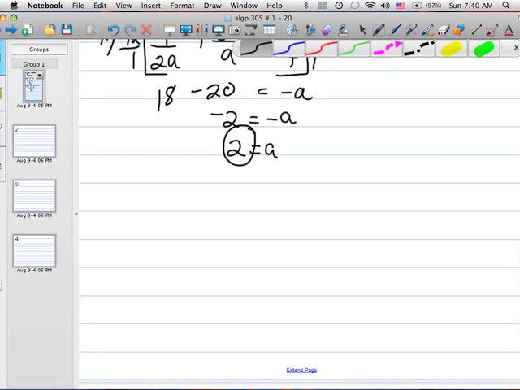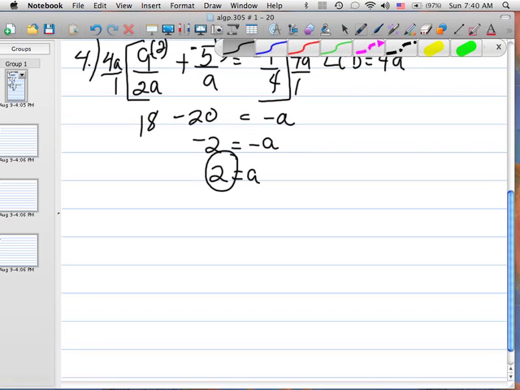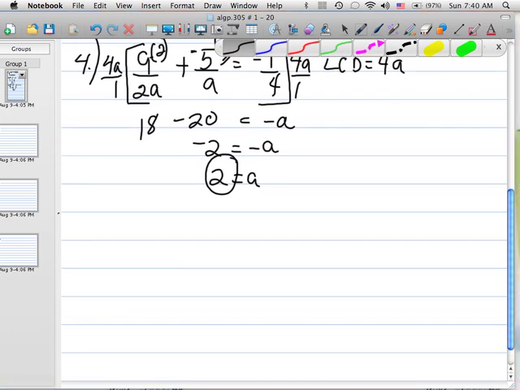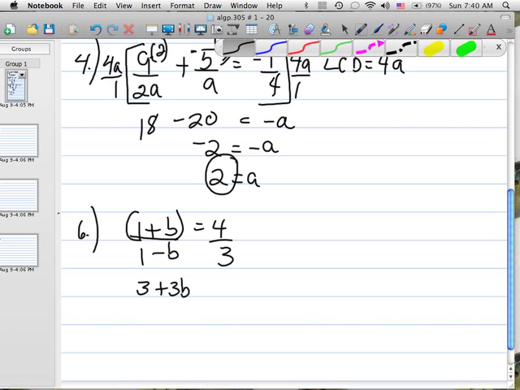Problem number 6. Still in the oral exercises, we have 1 plus b over 1 minus b equals 4 over 3. Looking carefully, this is a proportion, so I will use cross products. It's easier. 3 times 1 plus b is 3 plus 3b. And 4 times 1 minus b is 4 minus 4b.